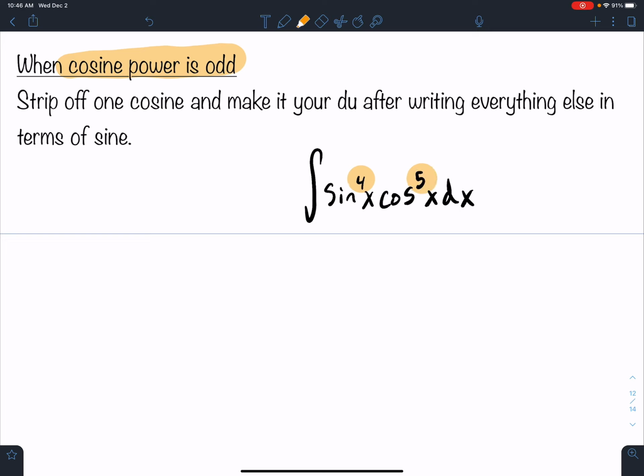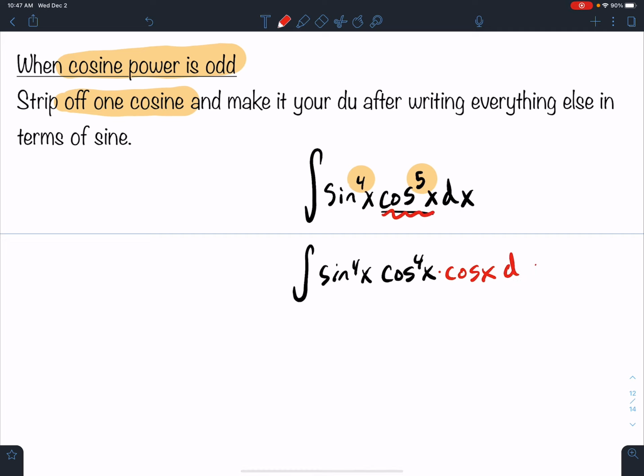Remember the rule that we have done in the past is whenever sine is odd. Well, sine is not odd here, so we have to come up with a new rule, right? So here the cosine is odd, and if the cosine is odd, we strip off one cosine. Okay, so I'm going to pull off a cosine. So I have sine to the fourth x. If I pull off one of my cosines, I'm left with cosine to the fourth times cosine x. Remember, cosine to the fourth times cosine is cosine to the fifth dx right here.